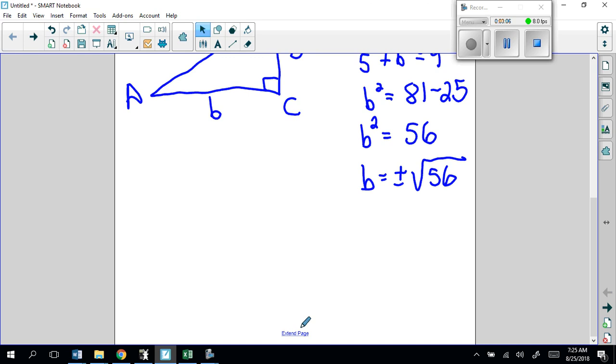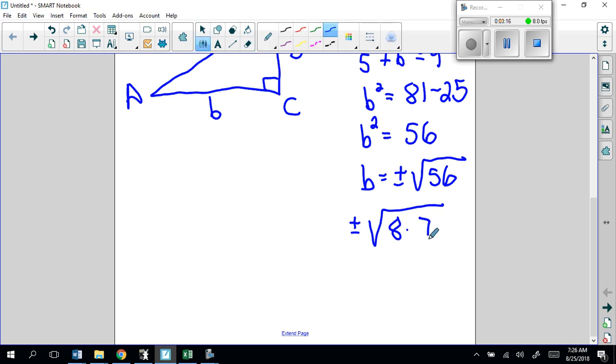Now, we all know that's 8 times 7. But the 8, well, that's a funny looking 7. Here we go, 7. 7's prime. Let's get rid of the negative because there's no such thing as a negative distance. So 8 is 4 times 2. So that's 2, square root of 4, 2 times radical 7, 2 radical 14. And that's side B.